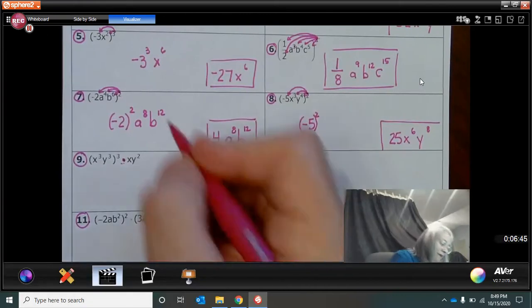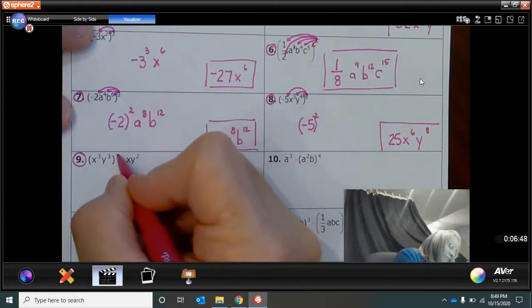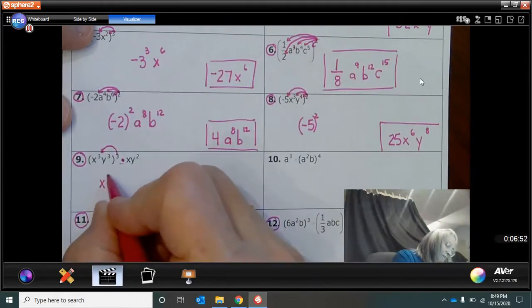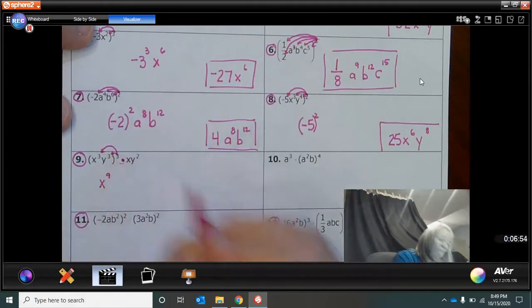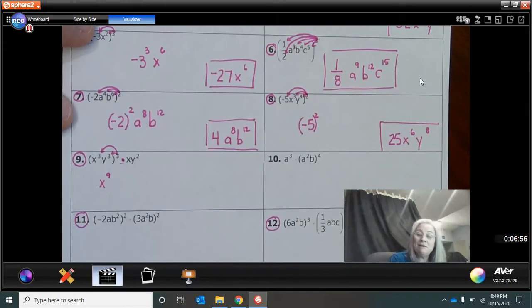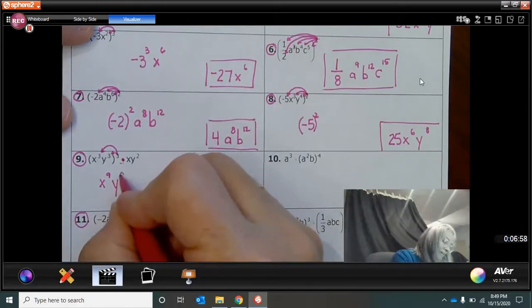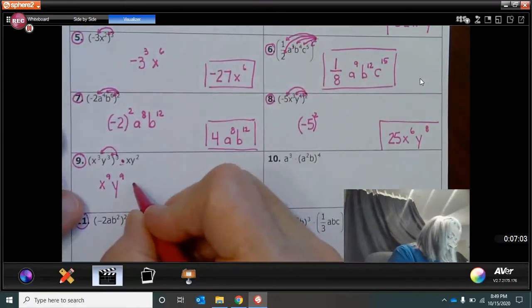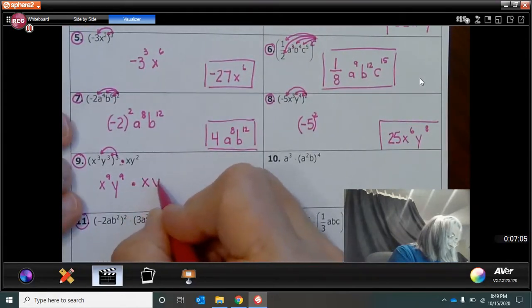Here we go. So now we have x cubed being raised to the power of 3. So that's x to the power of 9. We have y being raised to the power of 3, y cubed being raised to the power of 3. That's y to the power of 9. All right. Now we've got that part done, and it's being multiplied times x, y squared.